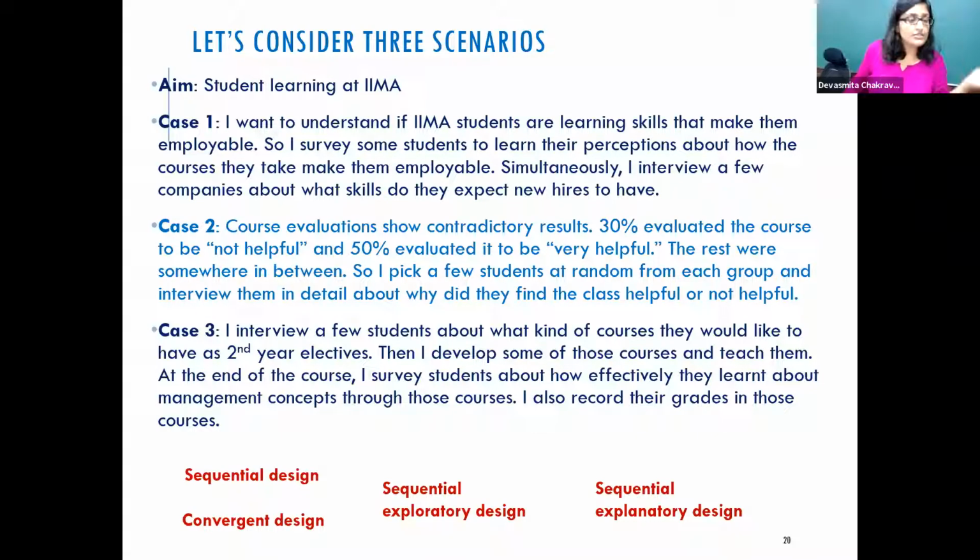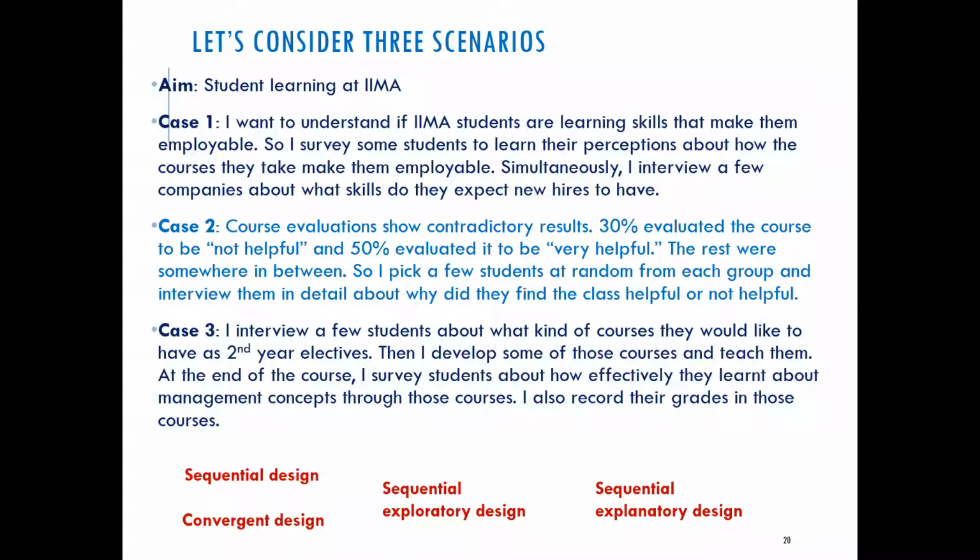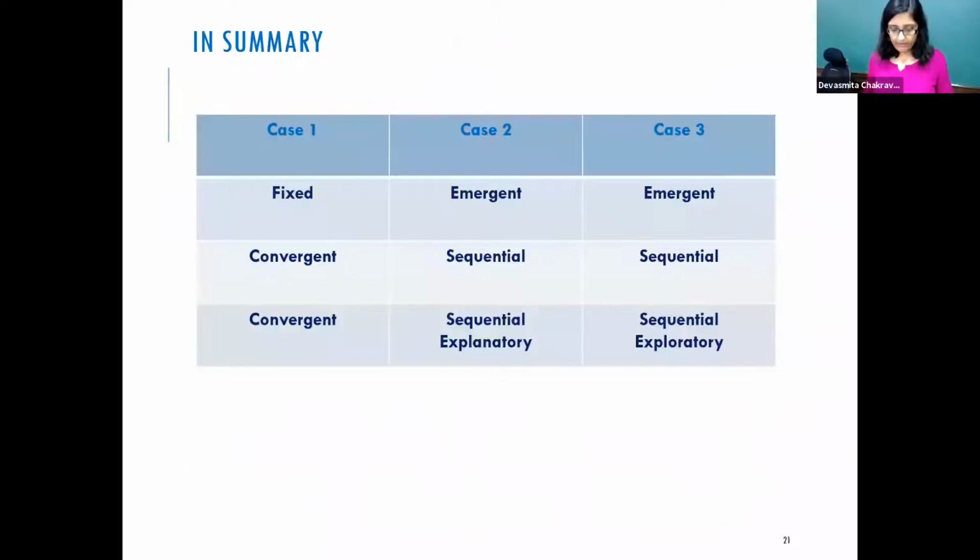It's intuitive. Once you get it, you get it. You just can't unget it. Once you know, you just know. So there's one easy way. Coming to the point, yes, case 1 was fixed or convergent. Case 2 was emergent or sequential explanatory. And case 3 is emergent or sequential exploratory. There's an easy heuristic to remember this. You might want to write it down, because once you know this, you'll never get confused.